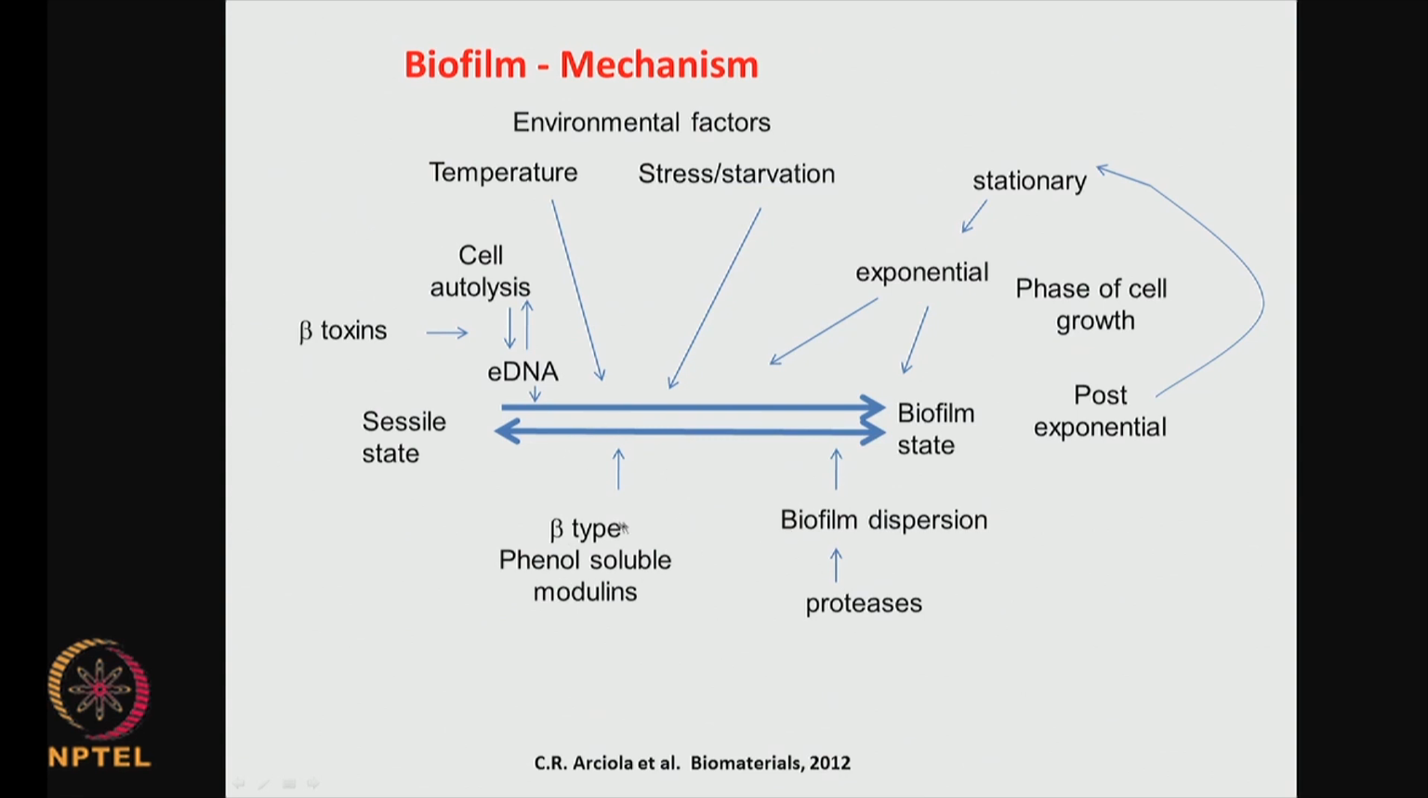We also have something called beta type phenol soluble modulins. These are supposed to be toxins produced during the biofilm formation, which can lead into a lot of infection. Now, phase of the cell growth, so the bacteria grows and sometimes it reaches into stationary phase, and inside the biofilm they may be in the stationary phase. Then we also have the beta toxins, which are involved in the cell autolysis through eDNA, which is also a reversible process. So, all these are involved in the mechanism of biofilm formation.